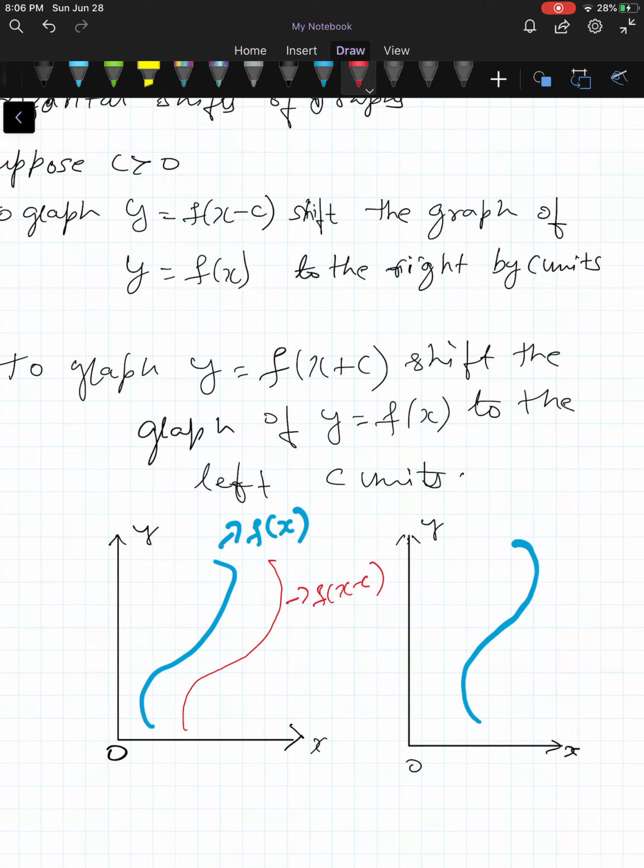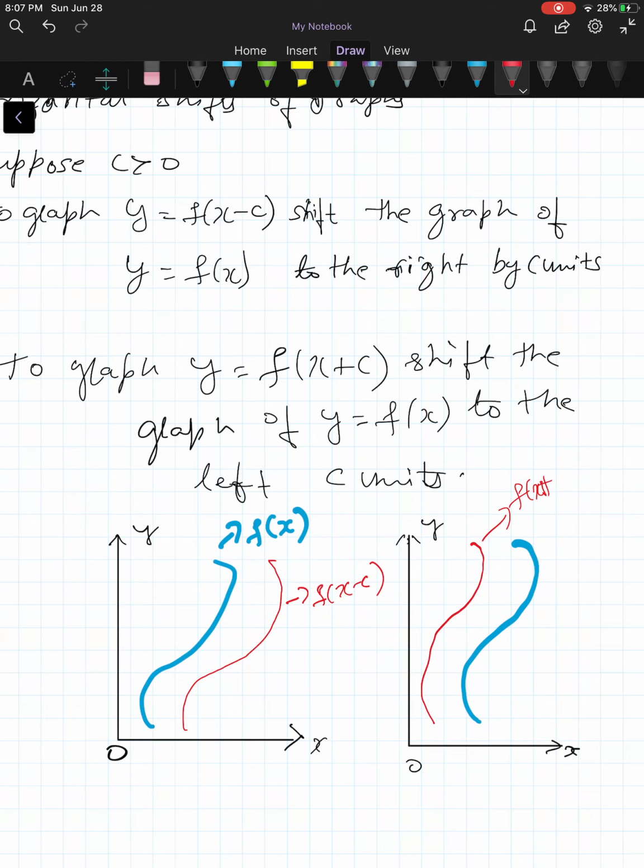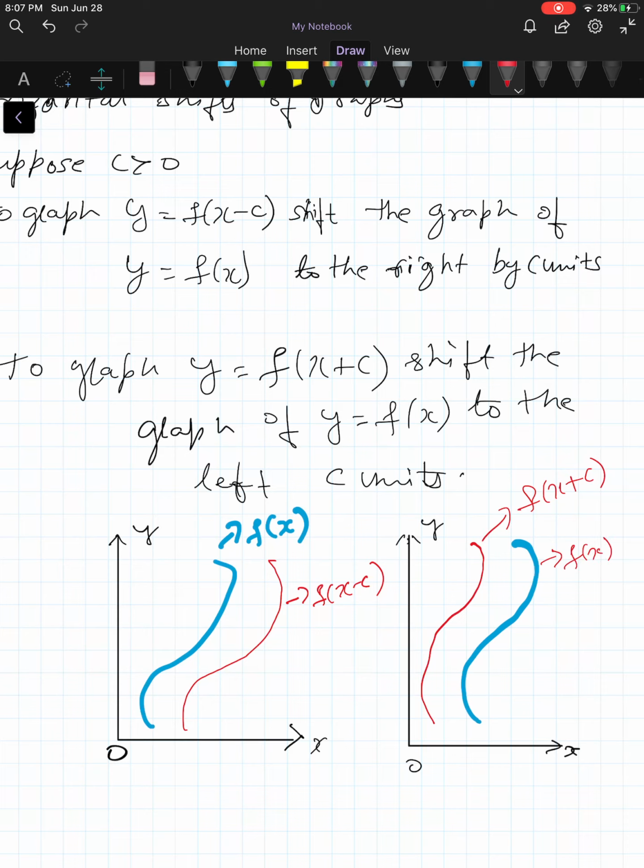This is f of x minus c by definition, and if you move towards the left, you will have to add c to the function. So that would be here. The red one is a horizontal shift of the given graph. So this is f of x plus c. I'm sorry. So that would be f of x plus c. Okay, and this is f of x, the original function. And the difference between these two, the x values, the input values, is c.